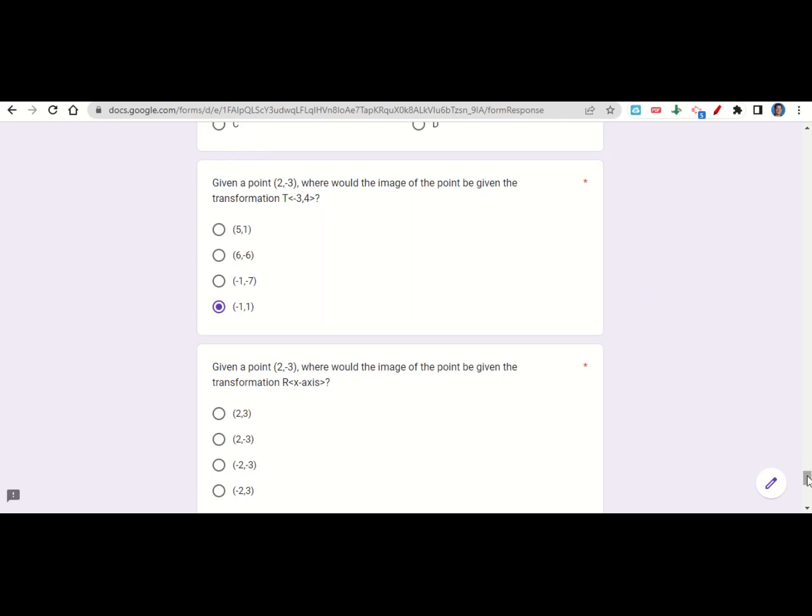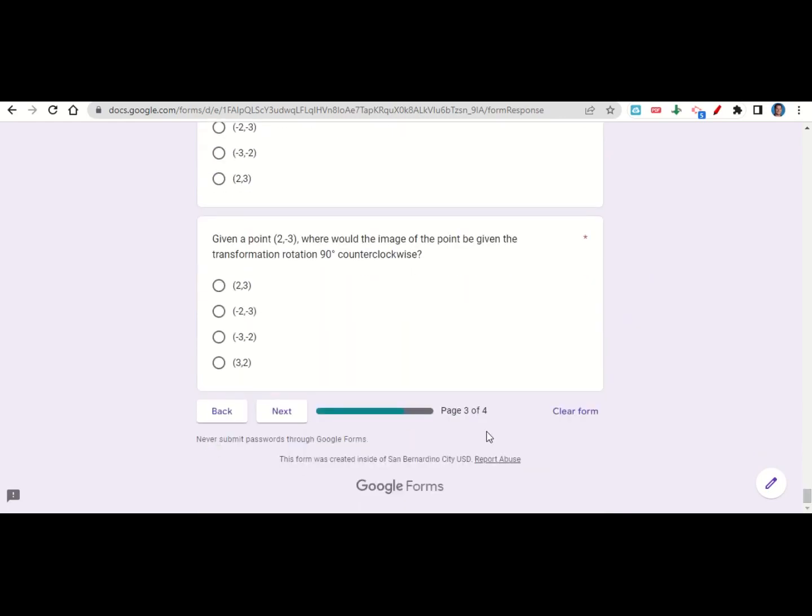So we'll continue to answer all of these questions until we get to the end of the assignment. Once you get to the end of the assignment, go ahead and click Next. This will take you to your Before You Go. Go ahead and fill out your Before You Go and then submit your work on Google Classroom.